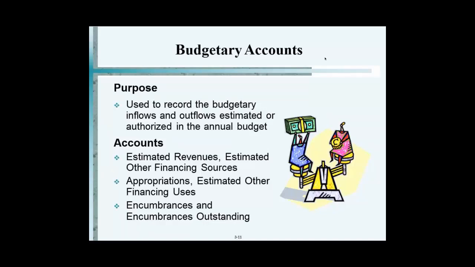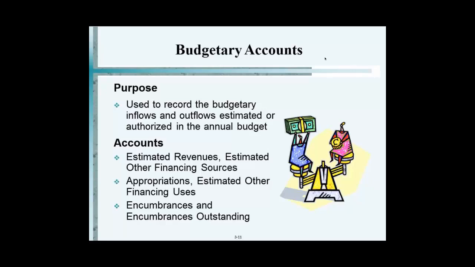Estimated other financing uses. What could it be? Something which is not expenditures. It's like a transfer from one fund to another. You're sending money to another fund. That would be your other financing use, okay? And I'll explain this to you shortly, encumbrance and encumbrance outstanding.